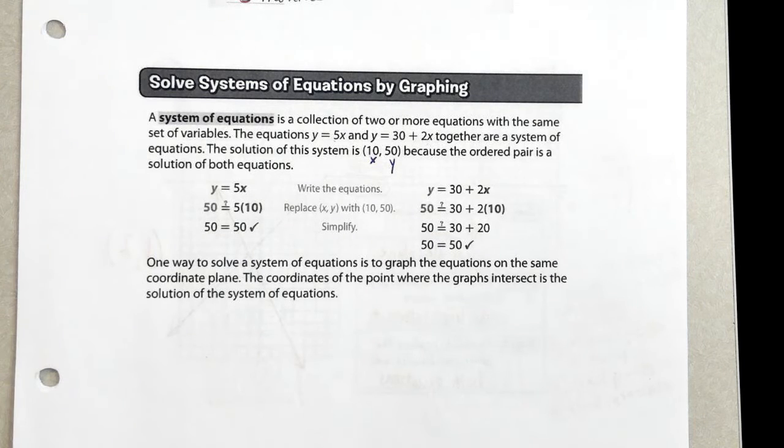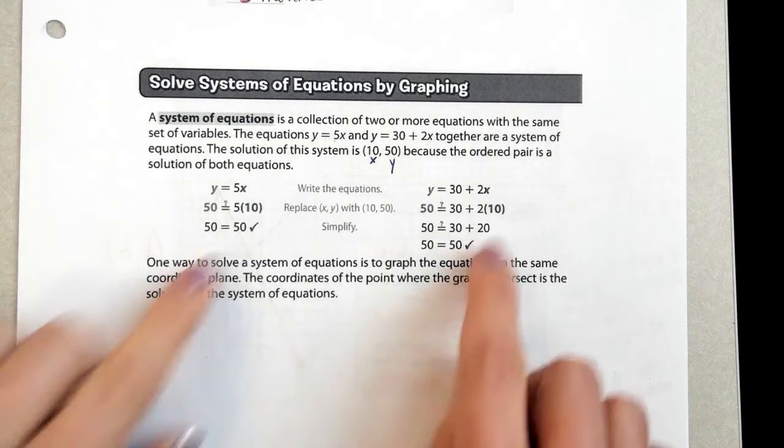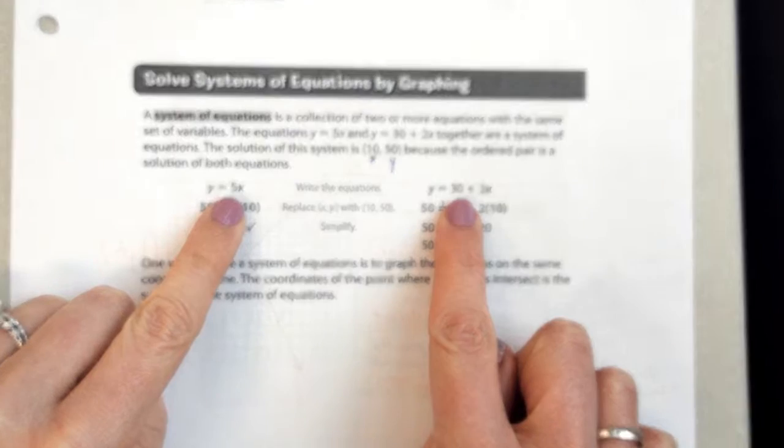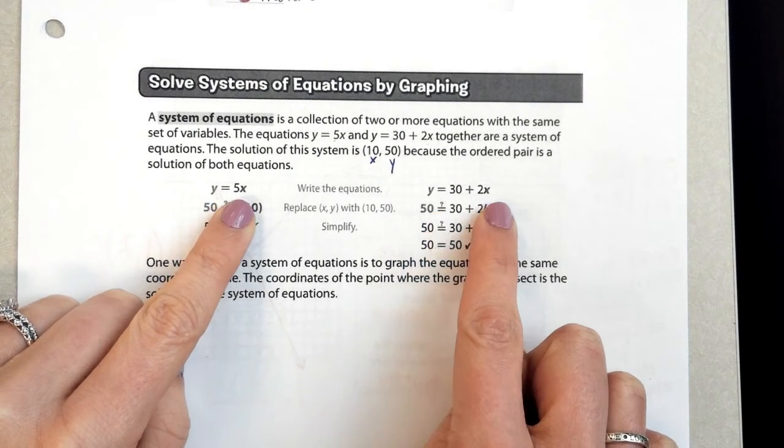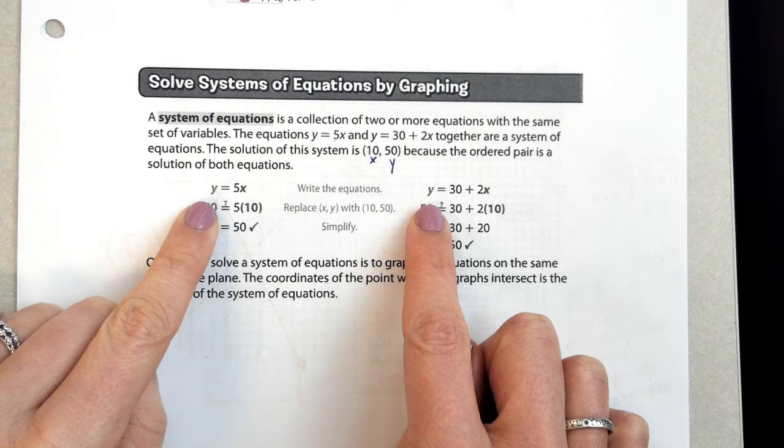Alright, this is lesson 6. This is solving systems by graphing. So it says a system of equations is a collection of two or more equations. So by looking at these two equations together, that would be a system. Notice they have the same exact variables. They have an x and a y with them.